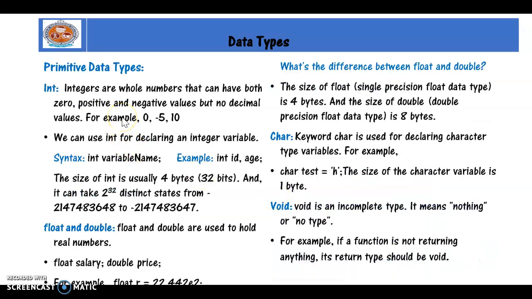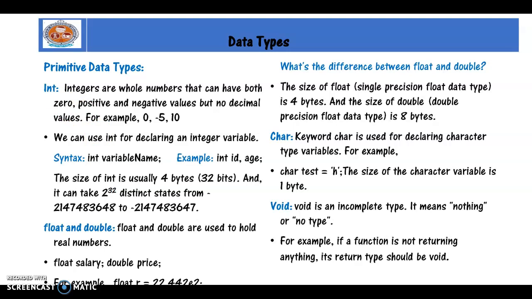Coming to primitive data types, integer, float, double, char and void come under primitive data types. Integer is meant for storing whole numbers like 0, positive values and negative values. The memory required for storing an integer value is 2 bytes, but in your compilers it is taking 4 bytes.